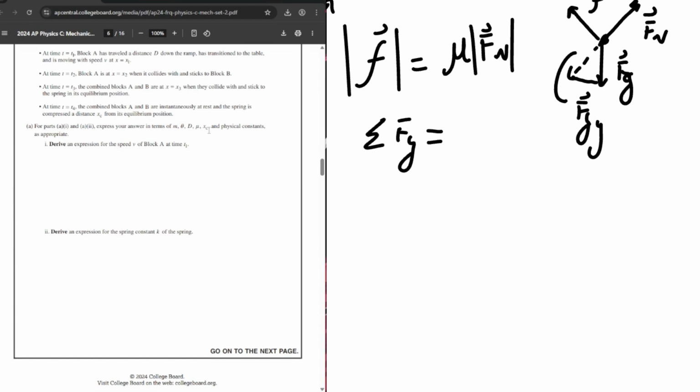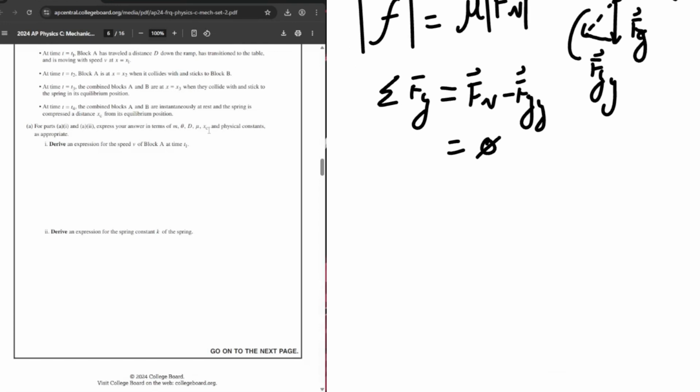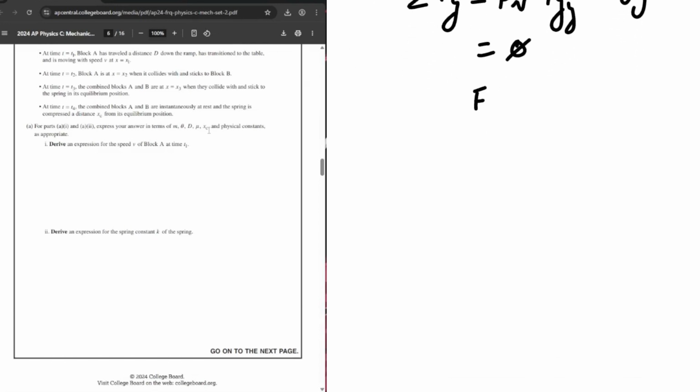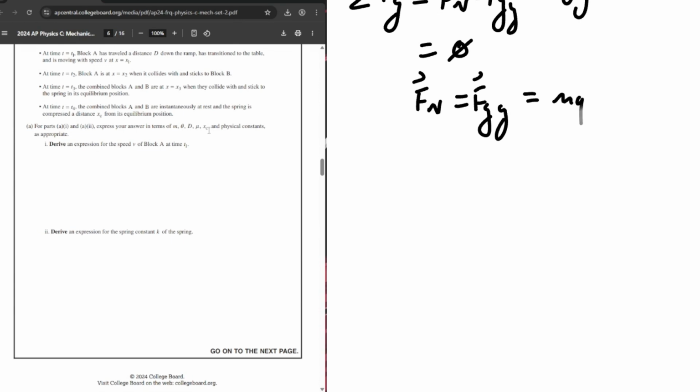So we're going to call up positive, down negative. So we're going to say Fn minus FGY has to equal 0 because the block isn't accelerating up or down. So ma goes to 0. So that allows us to solve this equation, and we're going to say Fn is equal to FGY. And we know FGY is going to equal mg cos theta.